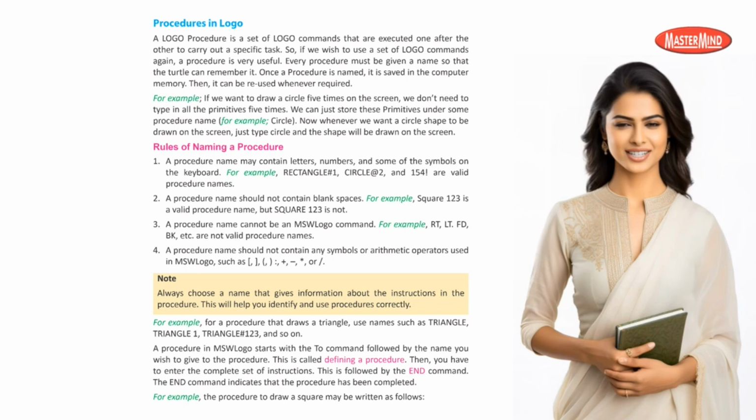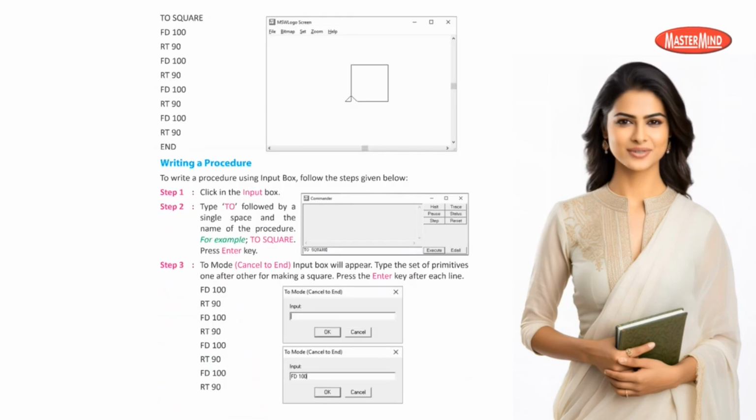The end command indicates that the procedure has been completed. For example, the procedure to draw a square may be written as follows. To square, FD100, RT90, FD100, RT90, FD100, RT90, FD100, RT90, end.